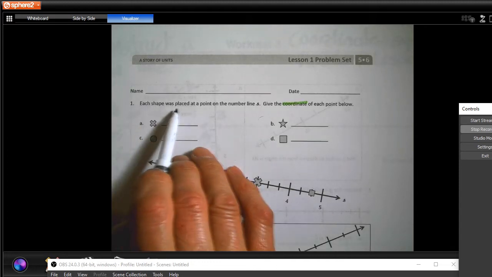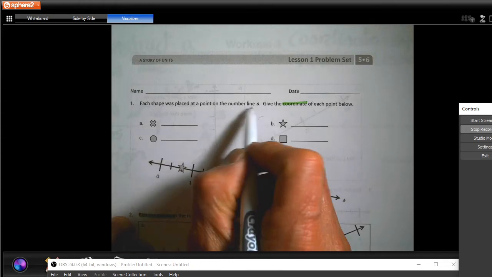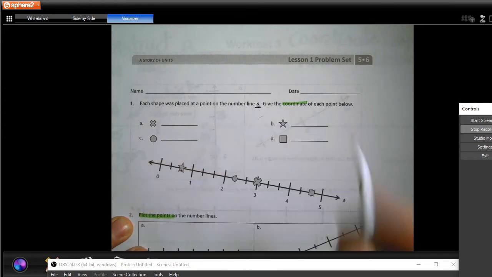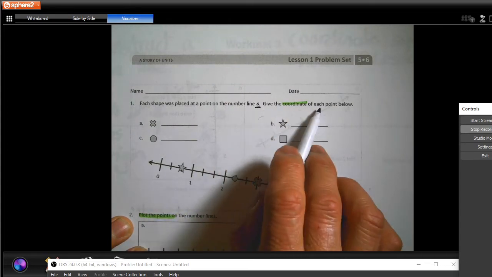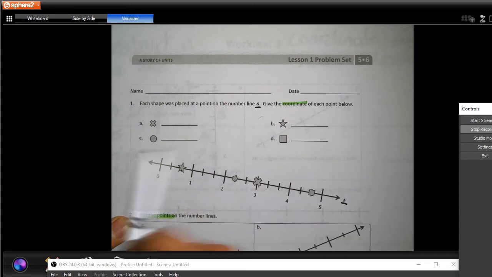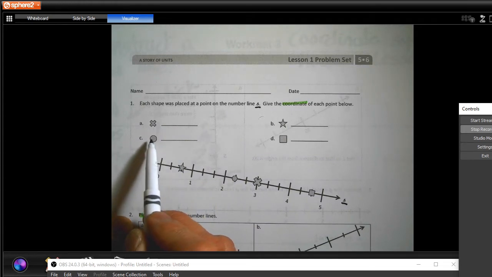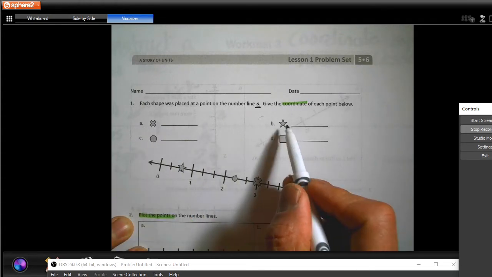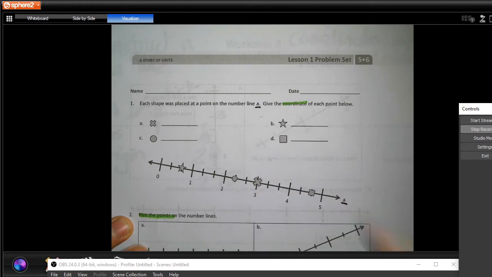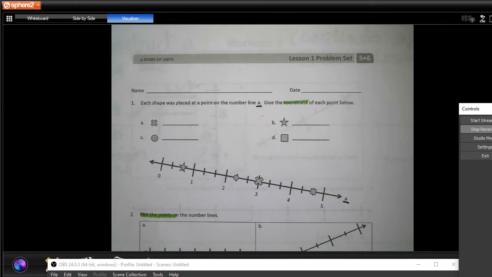Each shape was placed at a point on the number line S. And that's the number line S right there. Give the coordinate of each point below. So we need to find a coordinate for the X, the coordinate for the 0 or the circle, the coordinate for the star, and the square. So we're going to do that.